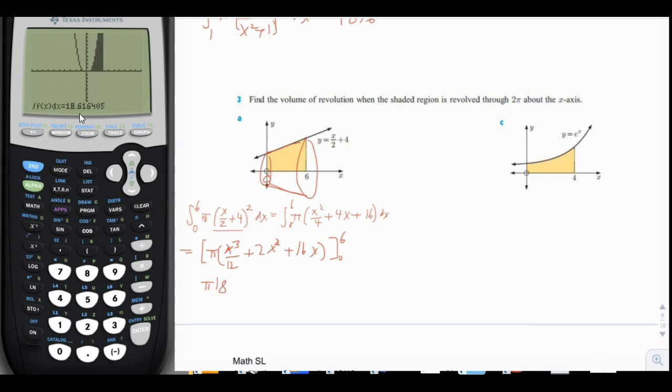Second term, 6 squared is 36 times 2 is 72, so that would be 72 pi. 16x would be 16 times 6, that would be 96 times pi. And then if I subtract the same expression with 0 substituted in, it would be minus 0. So basically I need to add up all these pi's here. 18 pi plus 72 pi is 90 pi, plus 96 pi is 186 pi.